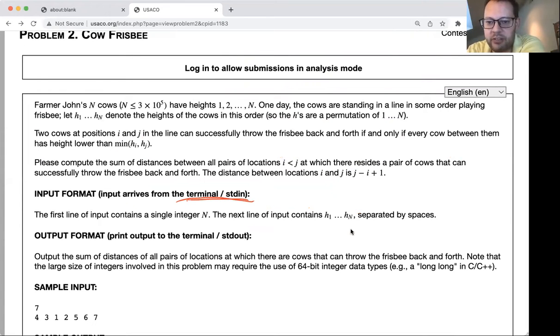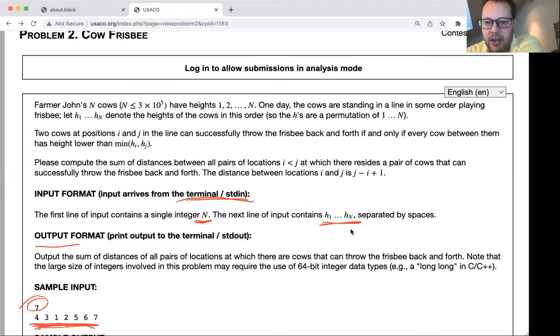The first line of input contains a single integer n. Remember, that's how many cows there are. It's this guy right here. 7 cows in this example. The next line of input contains H1 through Hn. These are all of the heights of the cows that are standing in a line, and this is the order that they are standing in, separated by spaces.